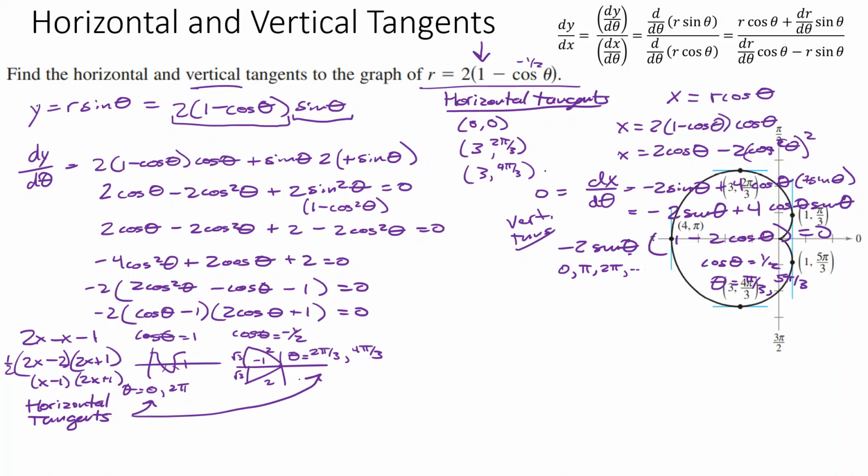How does that end up looking on the graph? Yep, there's our 5 pi over 3. There's our pi over 3. Those are our verticals. There's our pi. Not those ones, because those ones, the top also equaled 0. Here's our 4 pi over 3. So we want to throw this one out too, because the bottom and the top both equaled 0 there. So we're throwing both of those out.